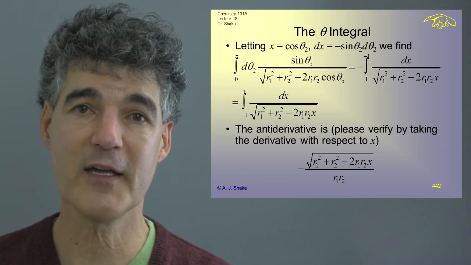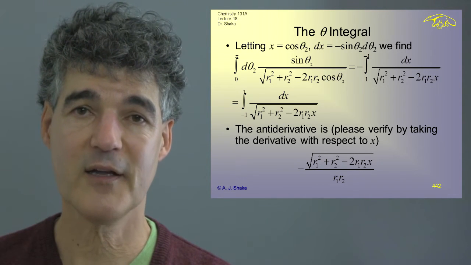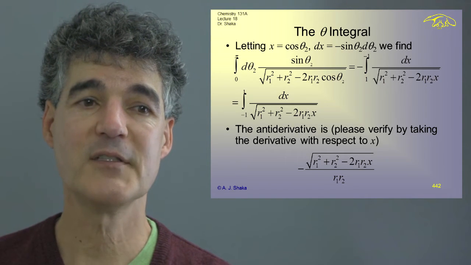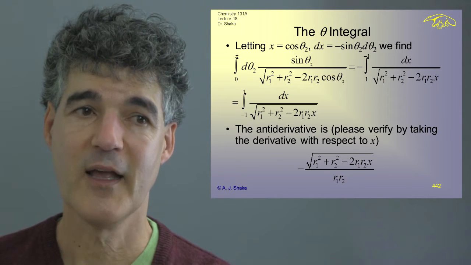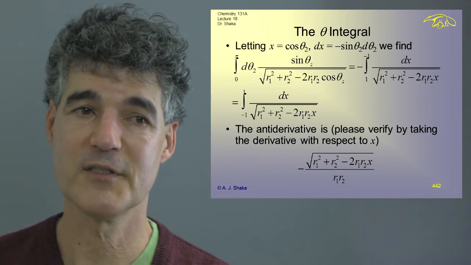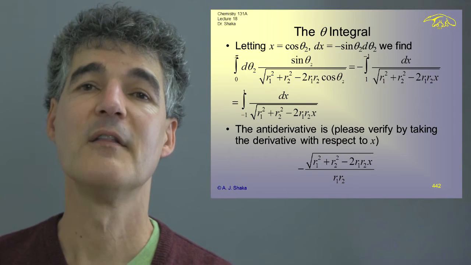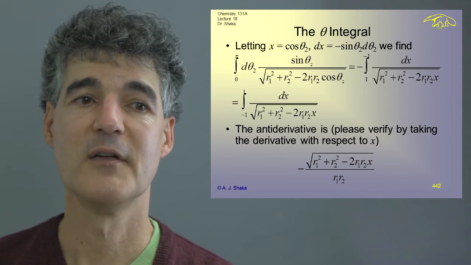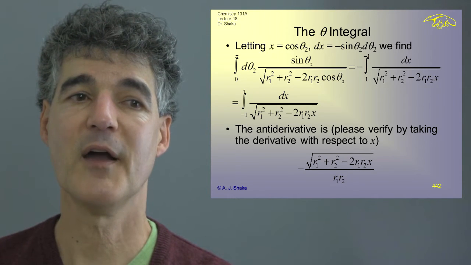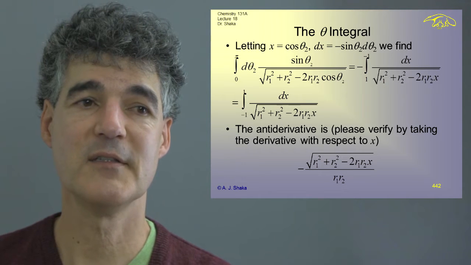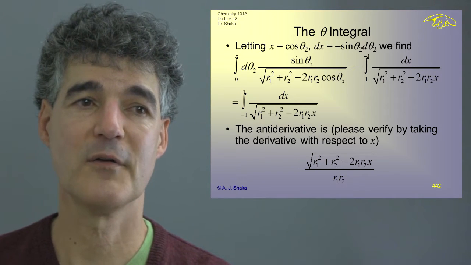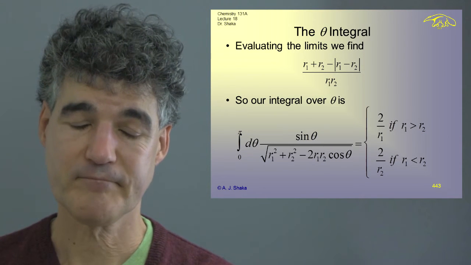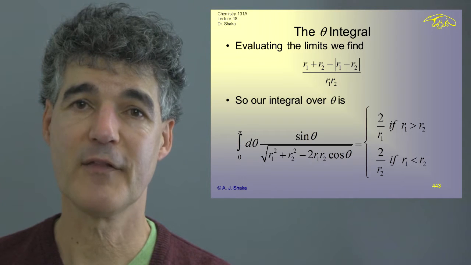And I'll let you verify it by taking this actual antiderivative I've given you here at the bottom of slide 442, and please differentiate it with respect to x, and verify that you get the integrand that we started with. We get this: minus the square root of r1 squared plus r2 squared minus 2r1 r2x divided by r1 r2. I think it's pretty easy to see where that came from once you start doing the derivative. If we put in the limits then and do the subtraction, we get the following.